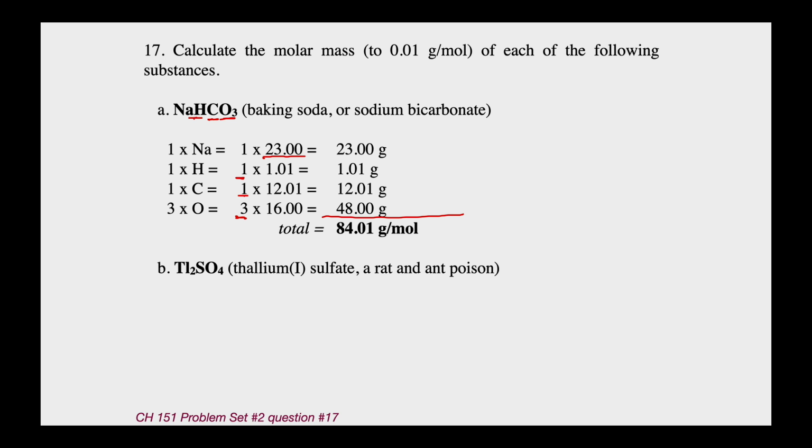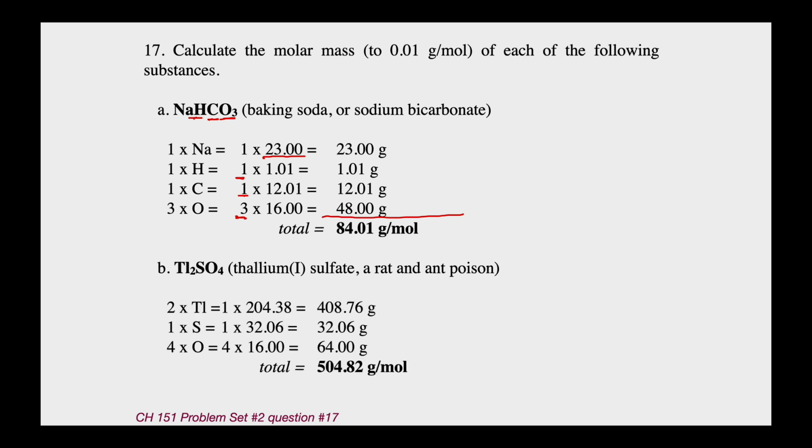And again, all these numbers you can look up on the periodic table. You certainly don't have to memorize any of them. You could tell that even I get the numbers wrong sometimes. But anyway, if you add these all up, 2 thalliums, and thallium's pretty big, plus the sulfur plus 4 oxygens, add them up, 504.82 grams per mole. If your numbers were a little bit different than mine, it's probably okay.